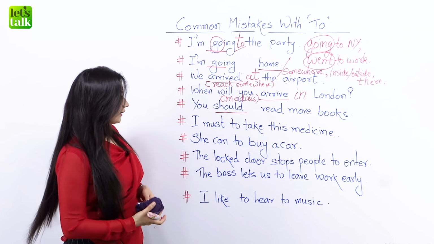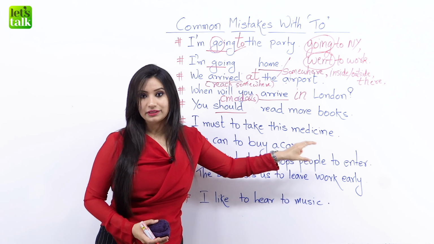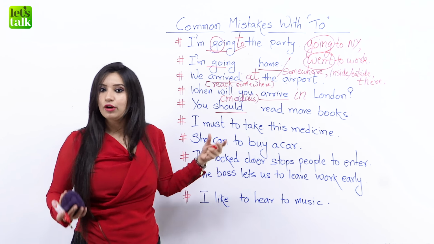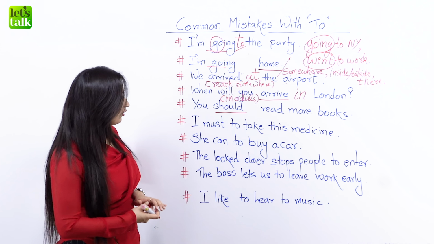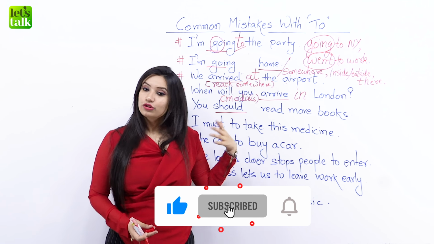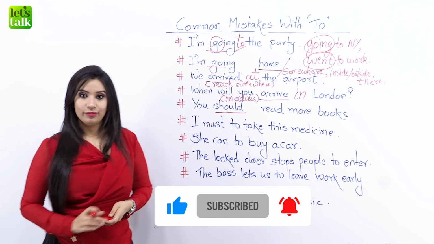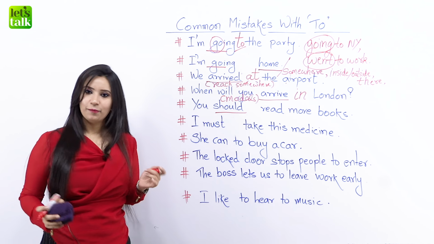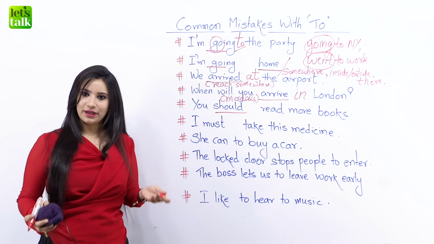For example, she will read more books, okay? You don't need to add to there as well because we already have a modal which is will or should, so that's why you don't need to add to. Now let's look at the next one. I must to take this medicine. So the same rule applies here, okay? You will say, I must take this medicine and not I must to take this medicine.